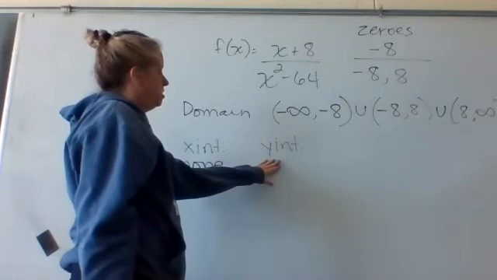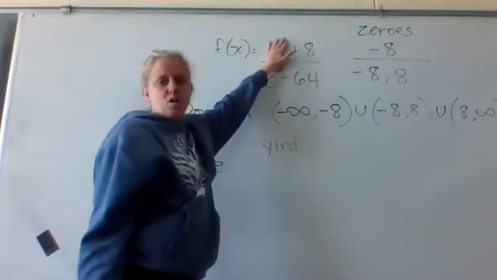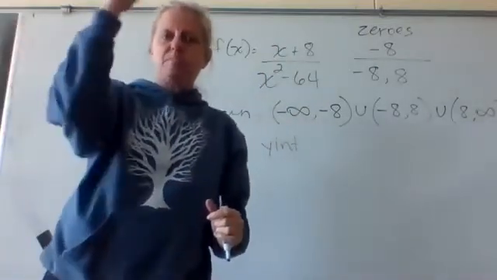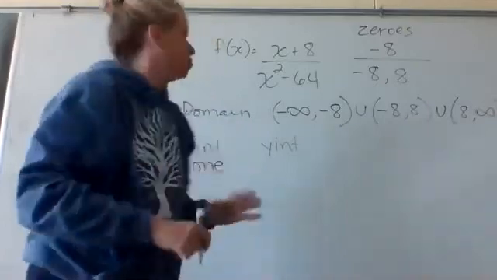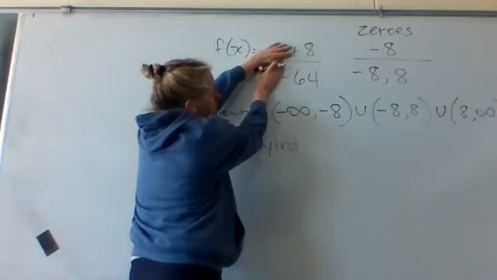The y-intercept comes, you can pretty much, when you're finding the y-intercept, just cover up all your x's, right? Because if you replace all those x's with zeros, those are just going to disappear. So what are you left with?